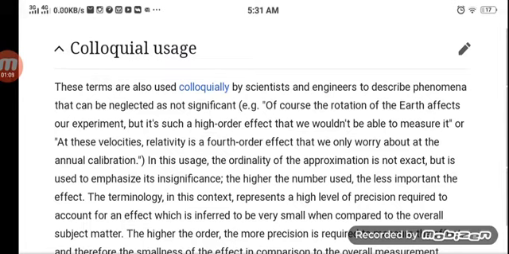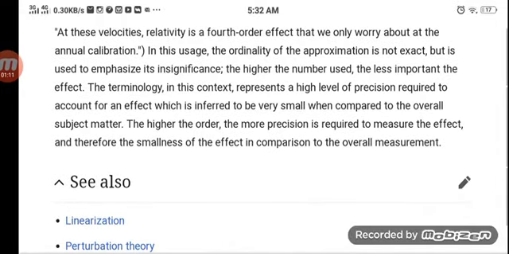compared to the overall subject matter. The higher the order, the more precision is required to measure the effect, and therefore a smallness of the effect in comparison to the overall measurement.